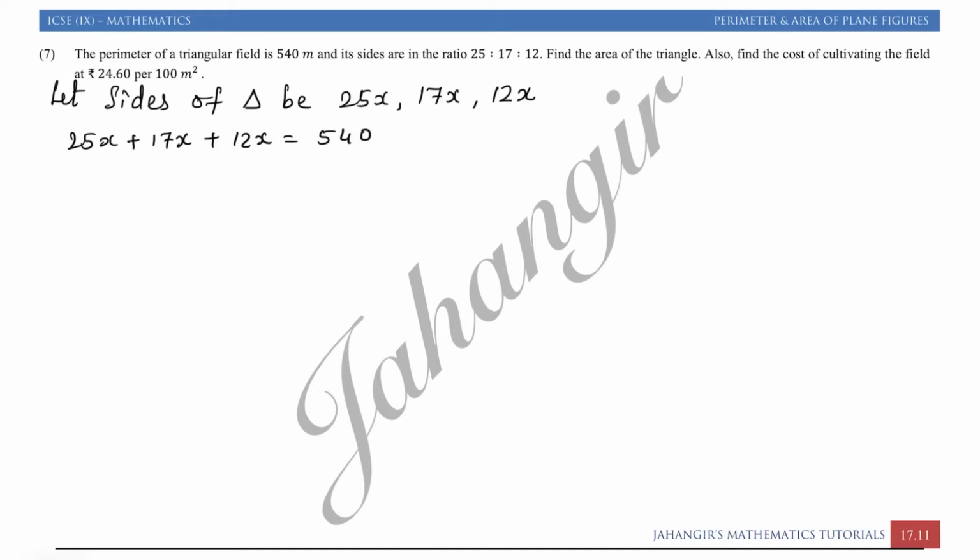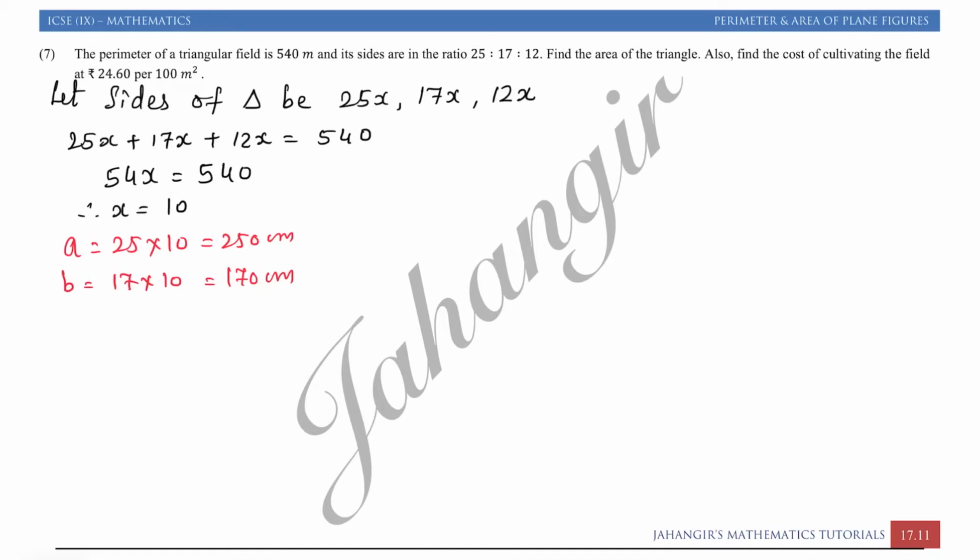25 plus 17 is 42, plus 12 is 54, so 54x is equal to 540. So therefore x is equal to 10. So now we can say, therefore a is equal to 25 into 10, which is 250 meter. b is equal to 17 into 10, that is 170 meter. c is equal to 12 into 10, that is 120 meter.